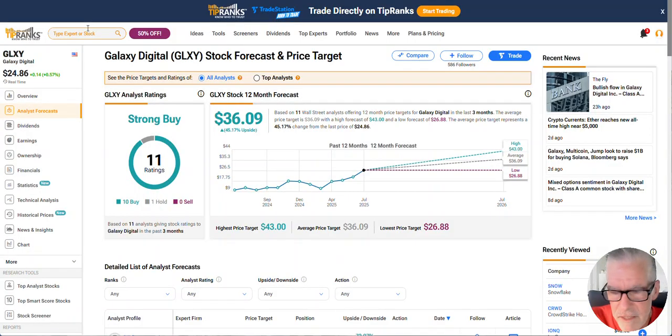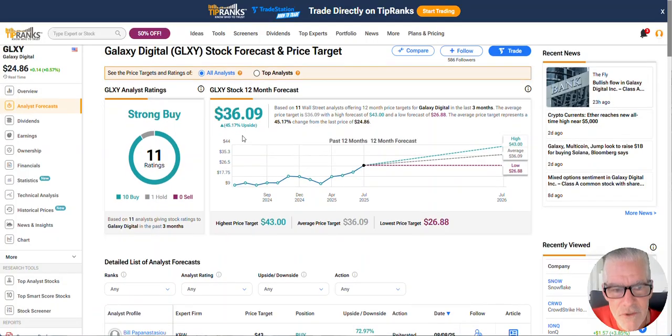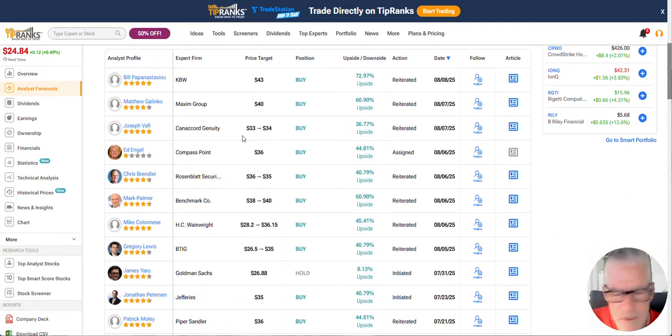And I look at several things. So I'm looking at the overall analyst sentiment. If there are only 1 or 2 analysts, I'm not interested, but 11 analysts, yeah, I am. Strong buy, that's good. That's a thumbs up. $36 price target, average consensus, that's 45% above current price. Thumbs up. Let's scroll down and see if there are some good 5-star analysts in here that have good track records. What are they thinking?